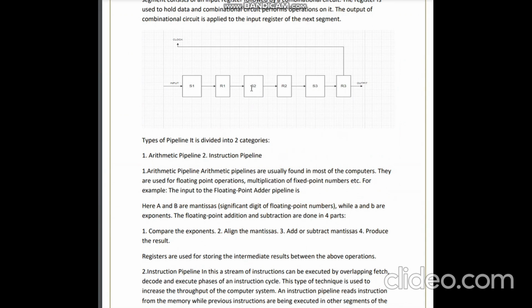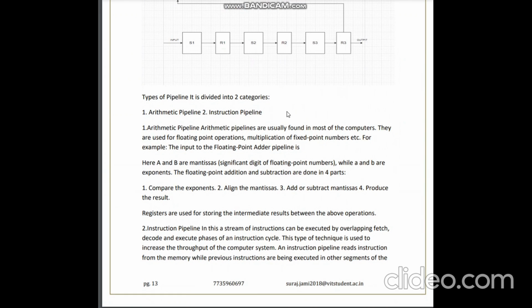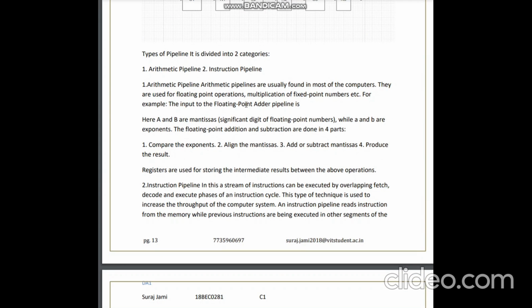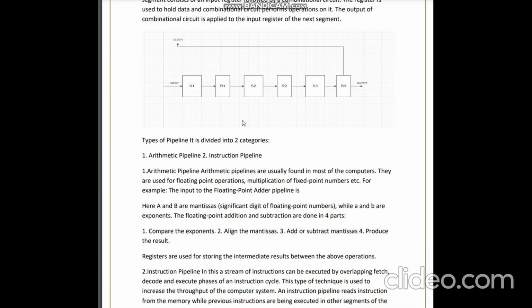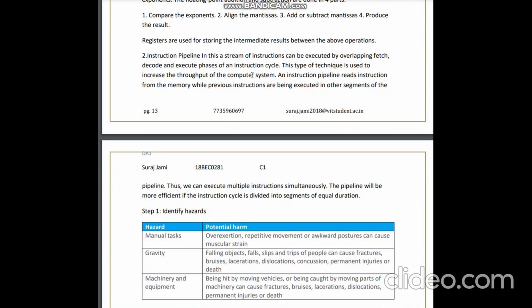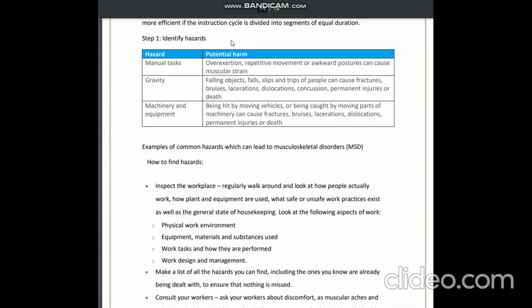For this ninth question, types of pipeline are divided into two categories: arithmetic pipeline and instruction pipeline. Arithmetic pipelines are usually found in most computers, for floating point operations and multiplication of fixed point numbers. Here A and B are mantissas. The steps are compare the exponents, align the mantissas, add or subtract mantissas, and produce the result. In the instruction pipeline, instructions can be executed by overlapping fetch, decode, and execute phases of an instruction cycle.